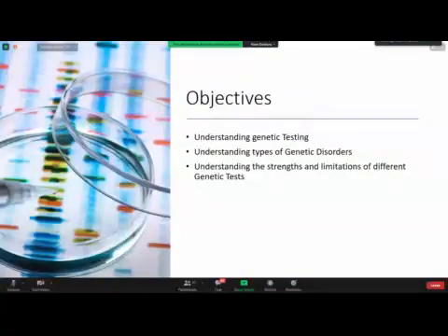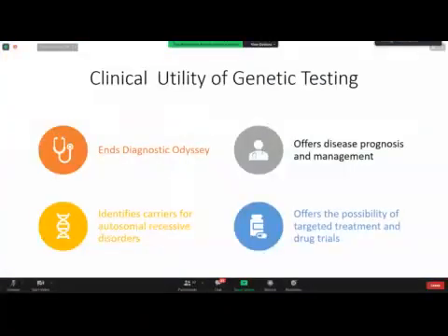Okay, we'll understand the genetic testing and the different types of genetic tests. Of course, we will discuss the weaknesses, limitations, and strengths of these different tests that we use in the lab to diagnose them. So why is genetic diagnosis important?